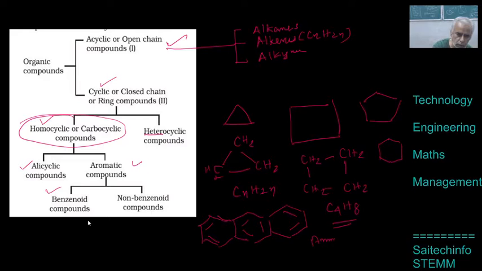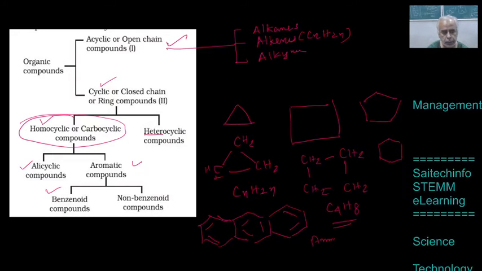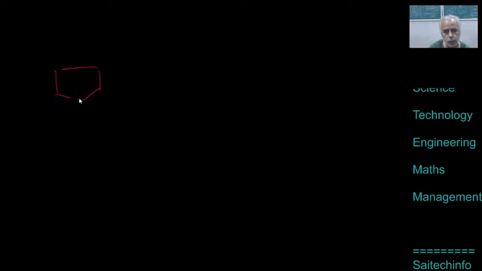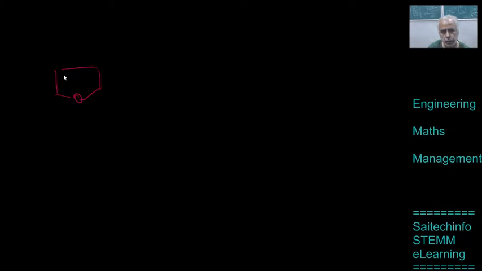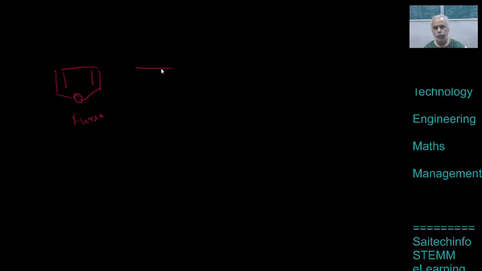Now let us cite some examples, and you should know something about the heterocyclics also. Hetero means different. For example, you have furan, a cyclopentane like structure, a five membered structure, but you have a bond like this. So oxygen is the heteroatom here, and this is known as furan. And you have another compound like this, called pyrrole.